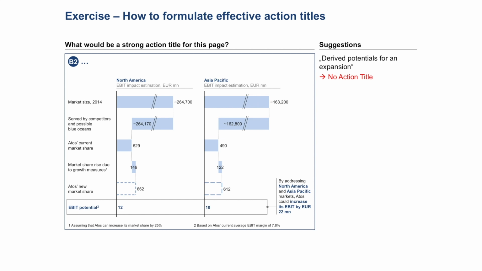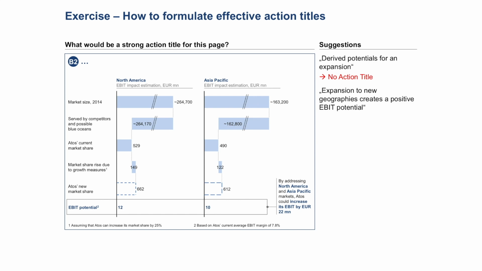But it doesn't really tell you what the potential is. So is this something good or bad? Is the potential positive or negative? So basically, to really get the message out of it, you would have to read the page. Otherwise, it's not possible. And this is the opposite of what an action title is supposed to do.